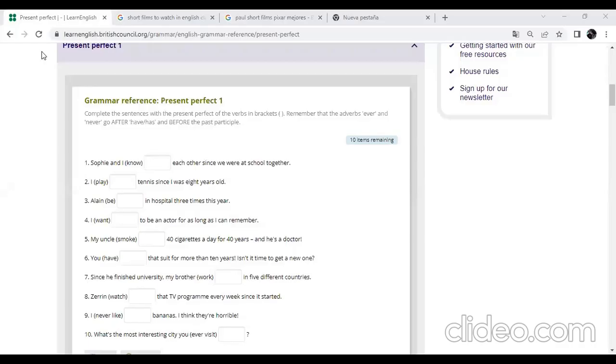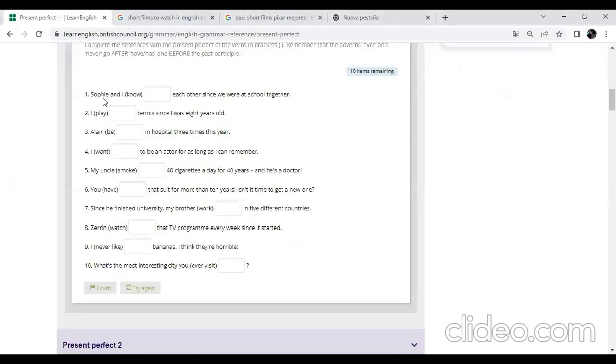Did you finish? I finished the first. Okay, I'm going to share my screen now. Okay, pay attention here. First one, who wants to start with the first one? Read the sentence and answer the correct form.